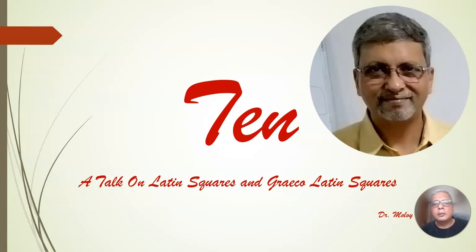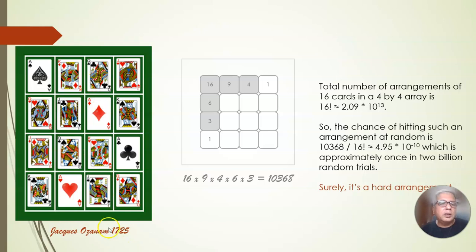square of order 10. So it all started in 1725 when the French mathematician Jacques Ozanam arranged the 16 honors cards of a deck: Ace, King, Queen, Jack; Clubs, Diamonds, Hearts, Spades. 16 honors cards are arranged in a 4×4 array in such a way that in any row or in any column, there is no duplicate, neither in the suit nor in the denomination.